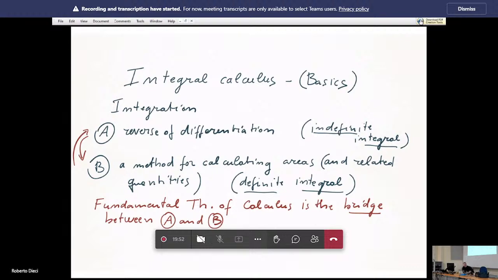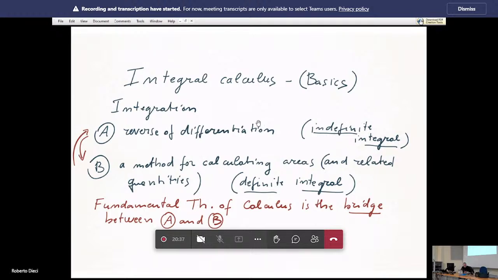Okay, so let me start the second part of this course. It starts with integral calculus, but integral calculus will be mainly addressed to understand the basic models that are useful for dynamic analysis. I will focus a little bit on indefinite integrals, which is section A. So the reverse of differentiation, finding the primitives of a given function.